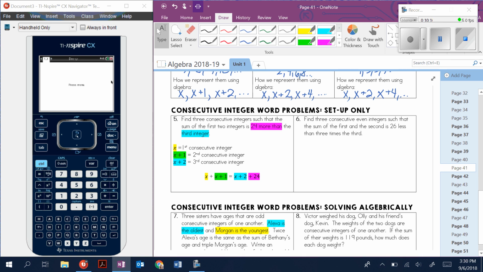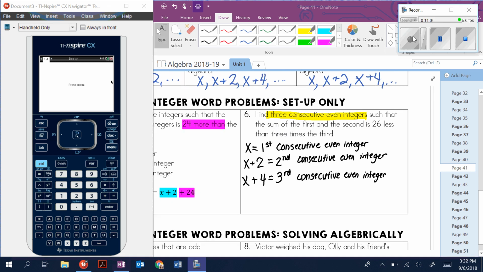Let's do one together. So number 6, it says find 3 consecutive even integers such that the sum of the first and the second is 26 less than the 3 times the third. Okay, so 3 consecutive even integers. We know this. So the first one always has to be, yes, x. What would the next one be if they're even? X plus, yes, we can look up here too. X plus 2, nice work. And then what would be the third one? X plus, not 2 again, that's not possible. 4, excellent.